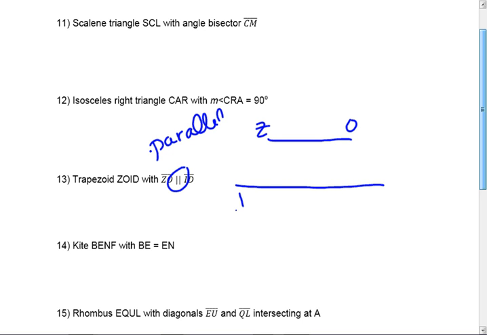Okay, you guys, pay attention. Now, Sydney, is that right? Read it carefully. It's trapezoid ZOID. So it should go ZOID. Now it's correct. So you need to check.